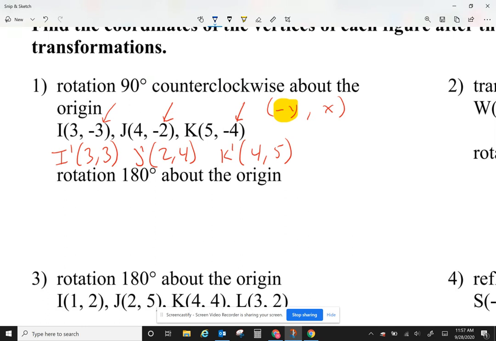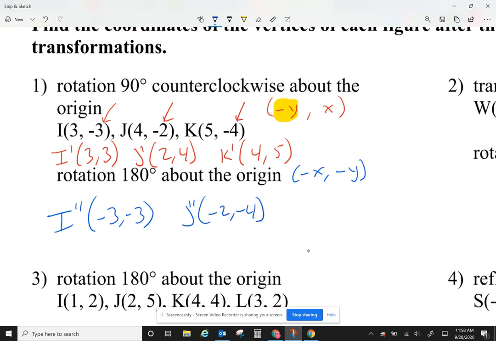For that one, when I look on the notes, it says that for rotation 180, (x, y) becomes (negative x, negative y). What that means is I'm just going to switch the signs on the x and the y values. So for I double prime, my answer will be (-3, -3). For J double prime, I'm going to have (-2, -4). And my coordinates for K double prime are going to be (-4, -5). I changed the sign on the x and the y values.